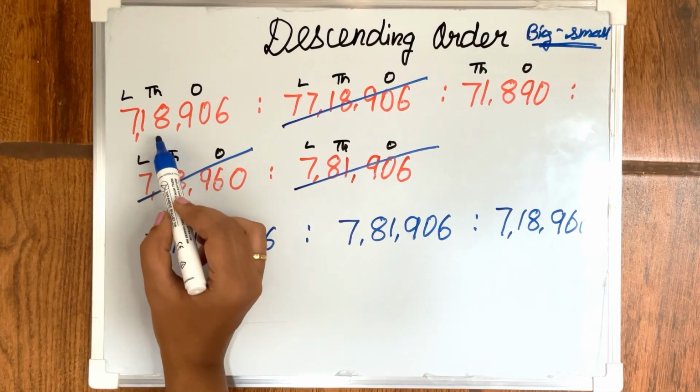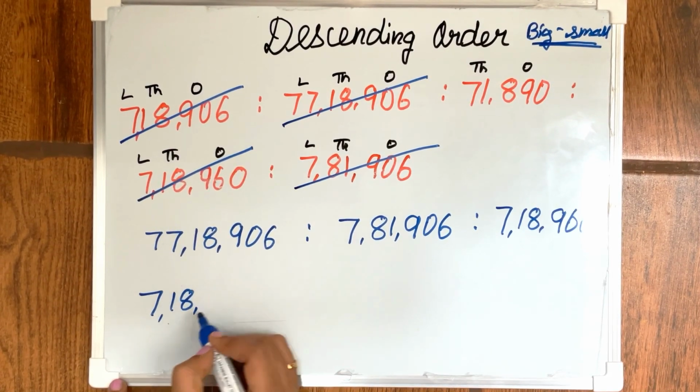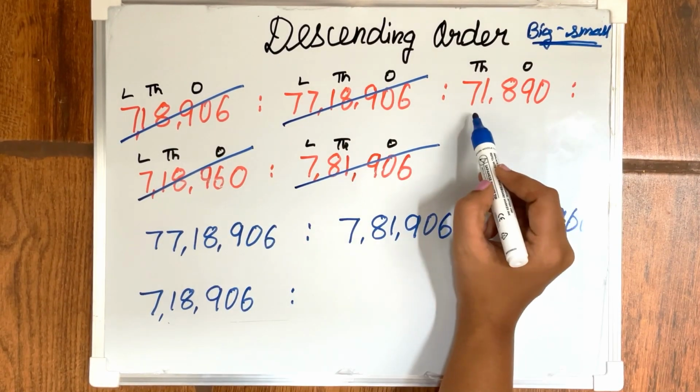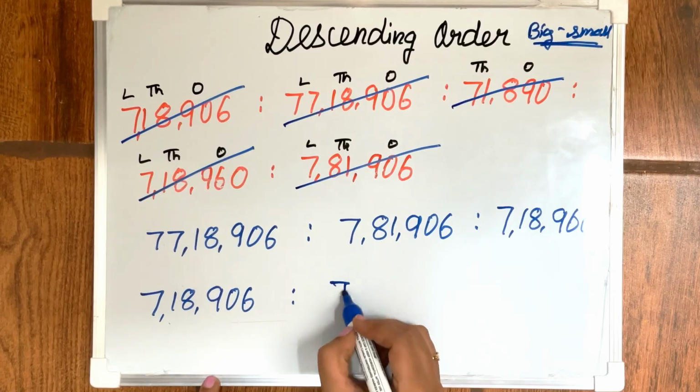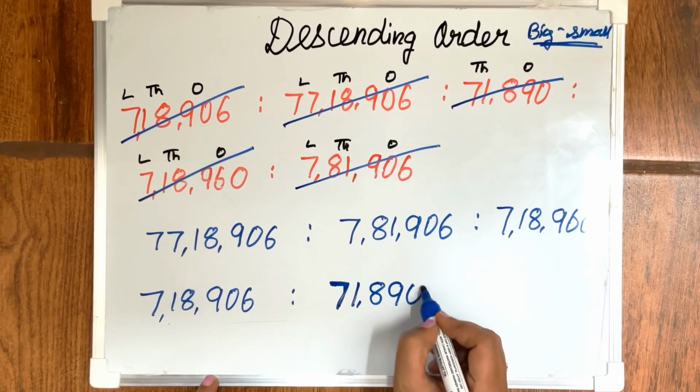Next, between these two, here we are not having lakhs period. Hence, this will be the larger number. So 7 lakh 18,906. So the remaining number is 71,890.